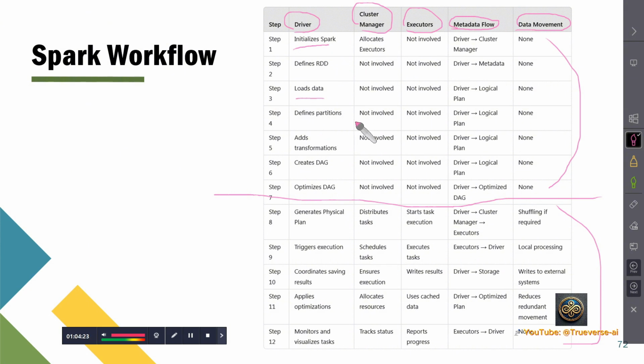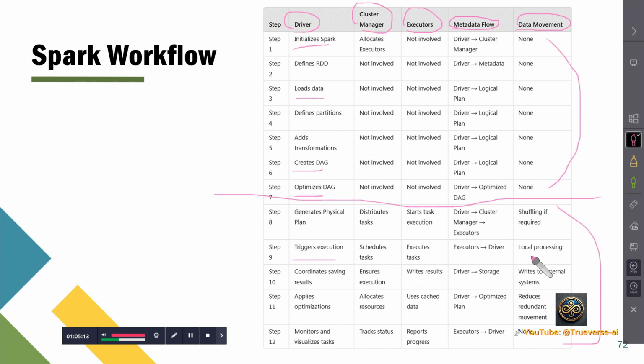When you load data, nothing happens in the cluster and nothing is executed. Even when you define the graph, it is the theoretical part. But when you start to generate the physical plan in step 8, then task execution starts, meaning some shuffling is required. It just started: driver to cluster manager and executor. This is the metadata flow. And trigger execution means do something, collect for me, show something, calculate this one.